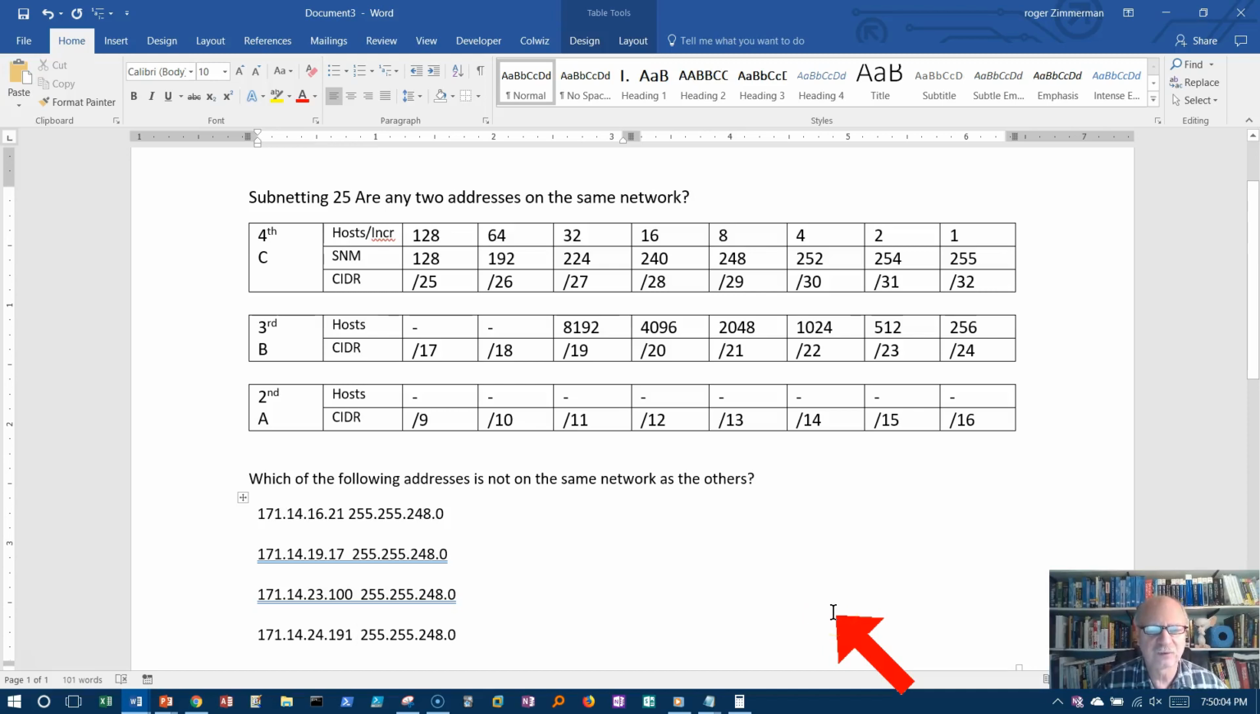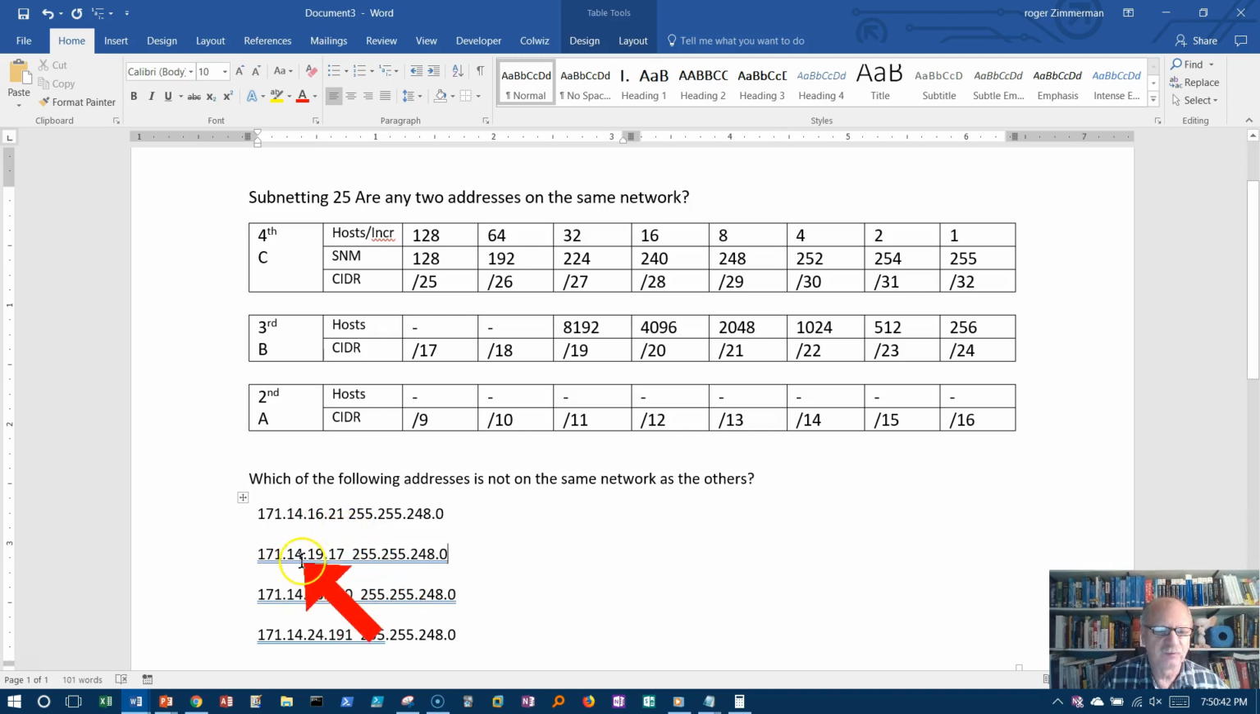Let's take another look at another kind of problem. Really, this isn't much different from the problem we just did in video 24, but in this case we need to compare two or more addresses to see if they are on the same network or not. Again, this could be in the form of a diagram where you have to figure out which address is wrong, but in this case we have 4 addresses just listed, and the question, which one is not on the same network as the others?